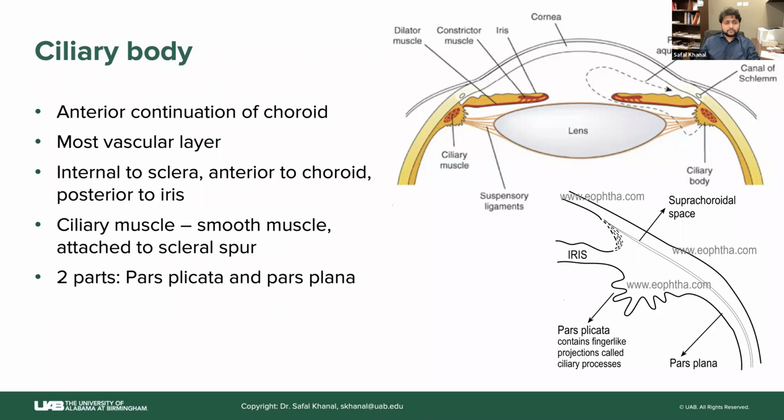And it has two parts. The ciliary body has two parts, which is pars plicata and pars plana. The pars plana is the posterior part, pars plicata is the anterior part, which also has the ciliary processes. Remember again, we talked about the zonules. The zonules insert into the valleys within these processes located in the pars plicata part.